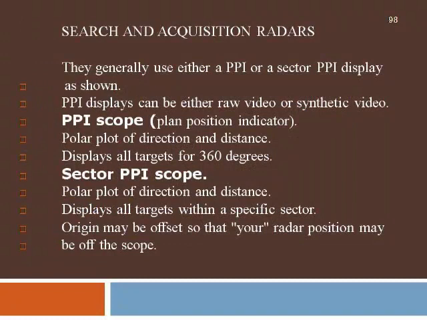The search and acquisition radars are the 2 types we have seen, and they use either a PPI or a sector PPI display. What is this PPI? It is the plan position indicator. It's a polar plot of direction and distance. It displays all targets for 360 degrees of coverage. Sector PPI is a sector portion of this. It's a polar plot of direction and distance. Displays all targets within a specified sector. Origin may be offset so that your radar position may be off the scope.